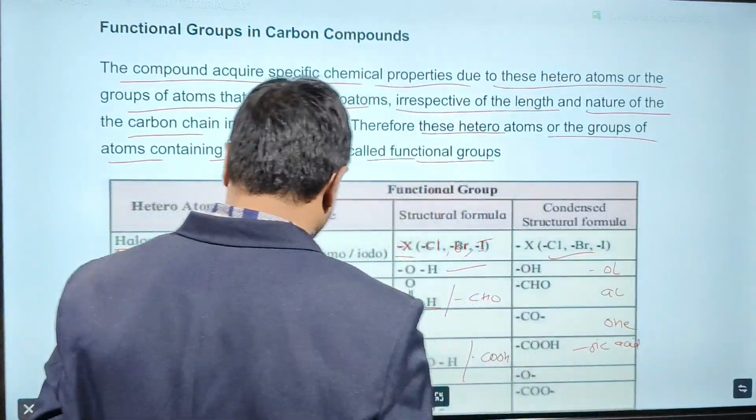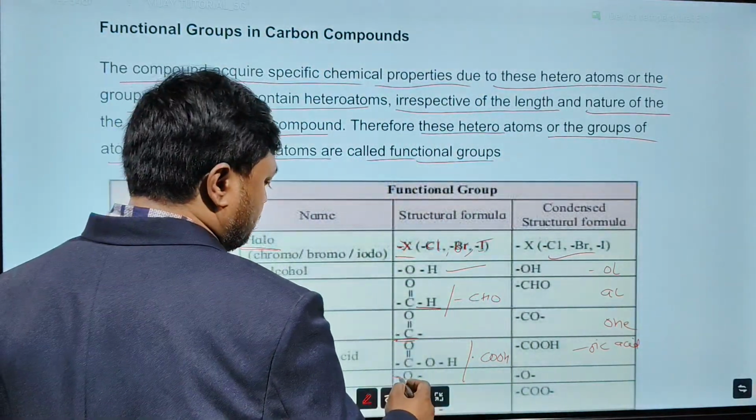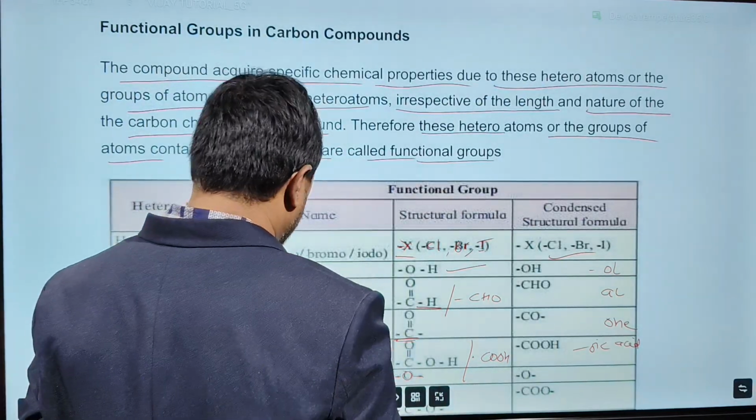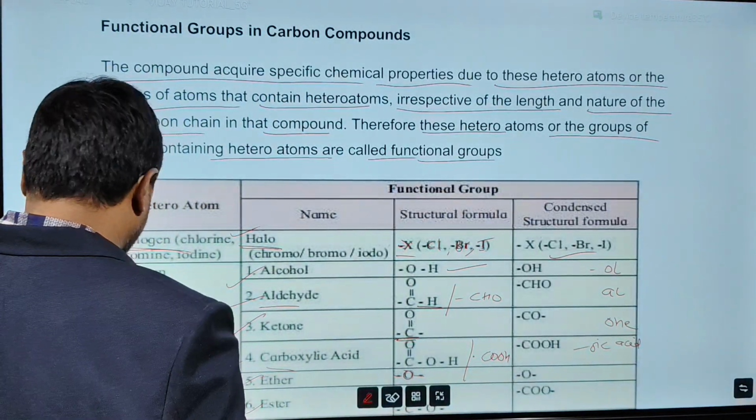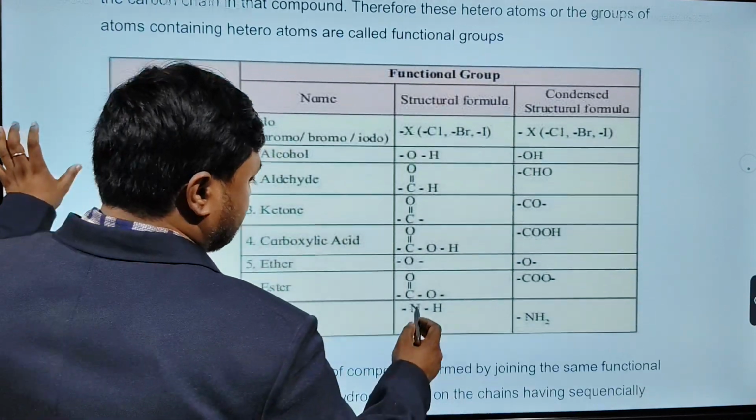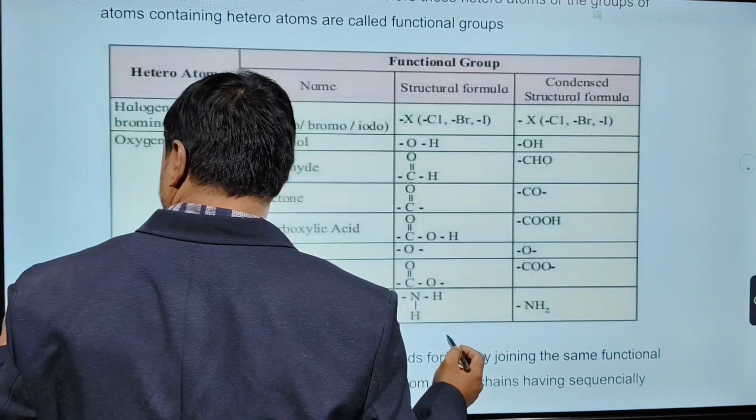Ether is just O, that is its symbol. Ester is C double O. The ester symbol is C double O, like this.